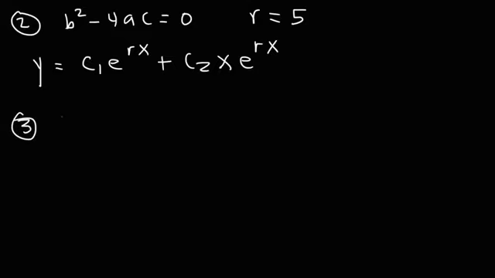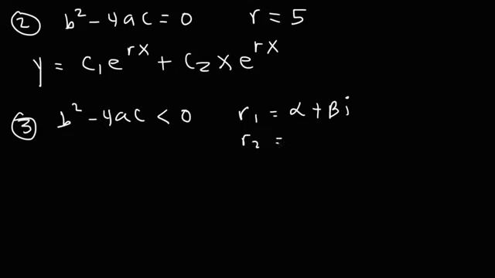In the third case, the discriminant b squared minus 4ac will be less than 0, or negative. In this case, you're going to get imaginary numbers or complex numbers, so you'll have to use the quadratic formula. r1 and r2 will be in this format: r1 is equal to alpha plus beta times i, and r2 is equal to alpha minus beta times i.